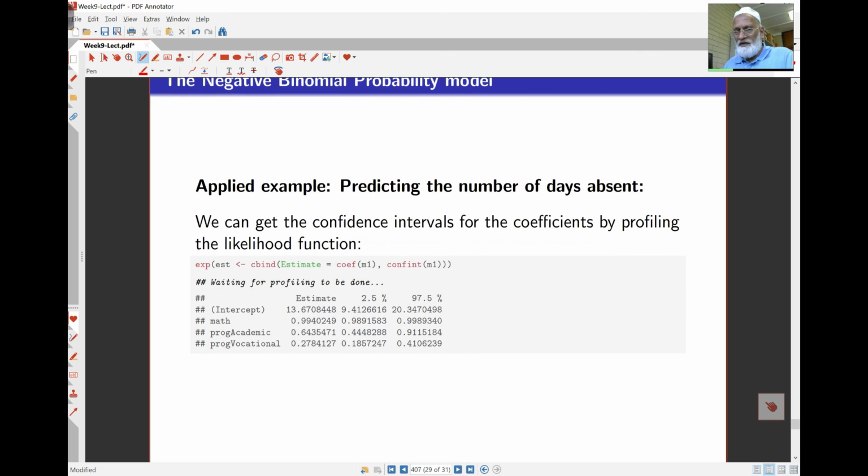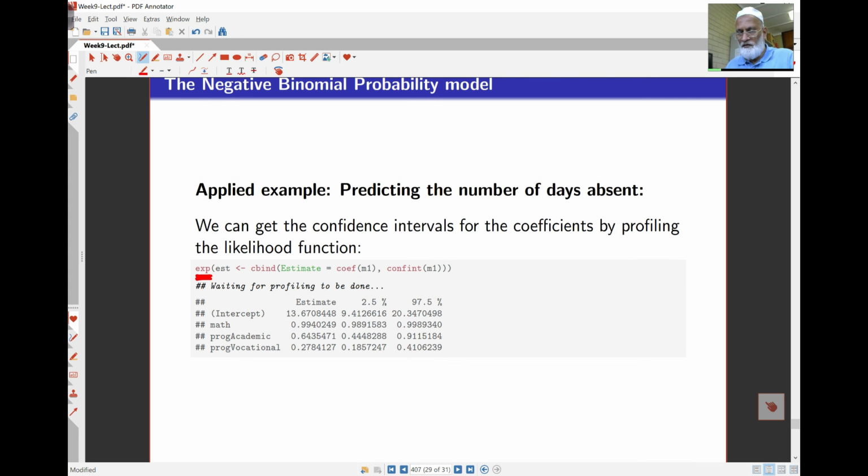We can actually predict the number of days absent by looking at confidence intervals. Here we're looking at the confidence interval for each of those. Now what we're doing is taking the exponential, because remember, this is logs we're looking at. It's the log number of days absent. So we take a look at the confidence interval for the particular estimates, and then we take the exponential of those. So these are the actual confidence intervals for each of those estimates. The mean number of days absent is 0.99, and program academic is 0.64 and 0.27 here. And here are the confidence intervals for that.